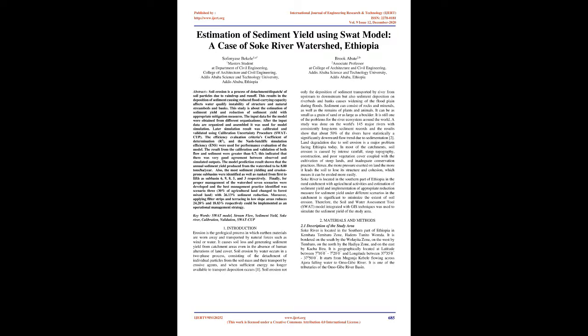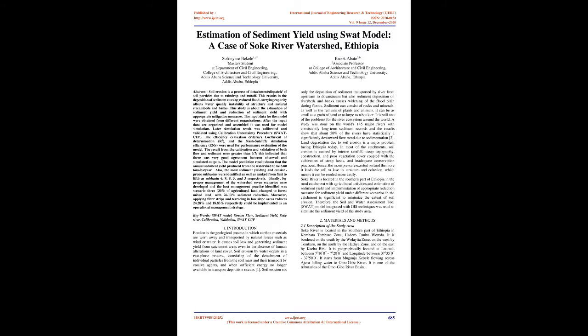mitigation measures. The input data for the model were obtained from different organizations. After the input data were organized and assembled, they were used for model simulation. Later, the simulation result was calibrated and validated using the Calibration Uncertainty Procedure, SWAT-CUP. The efficiency evaluation criteria, coefficient of determination, R2, and the Nash-Sutcliffe simulation efficiency, ENS, were used for performance evaluation of the model. The results from the calibration and validation of both flow and sediment were greater than 0.7, which indicated that there was very good agreement between observed and simulated outputs.